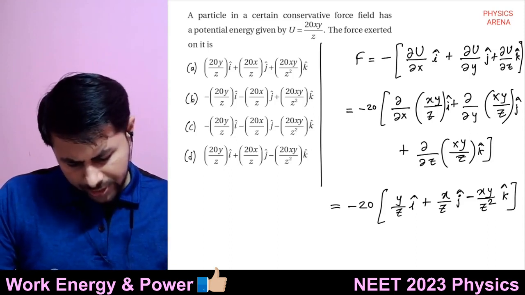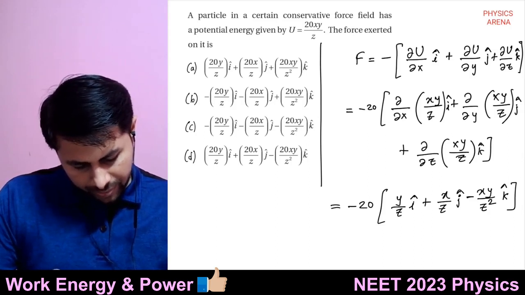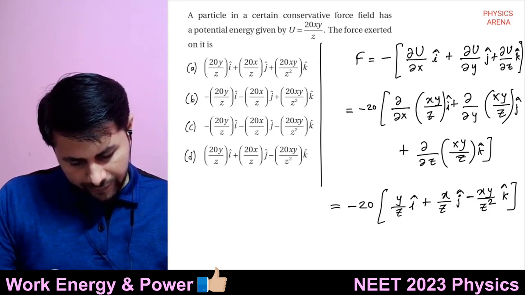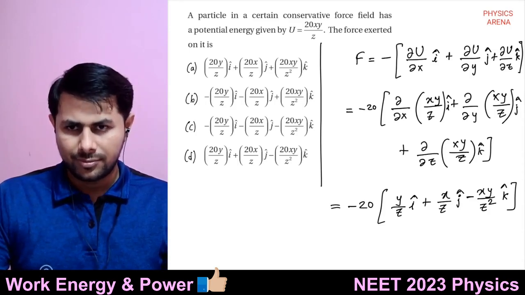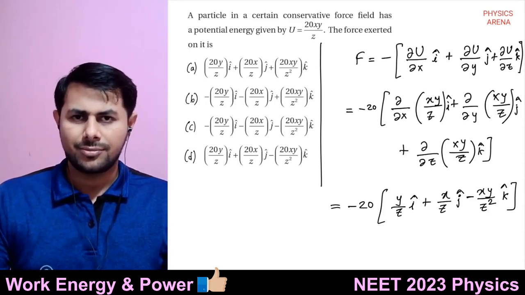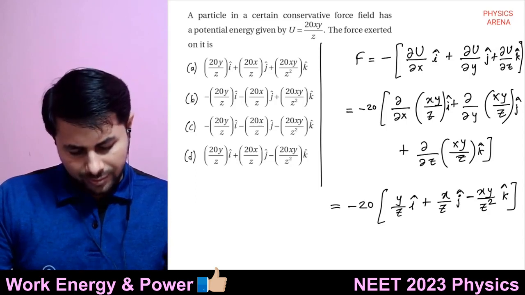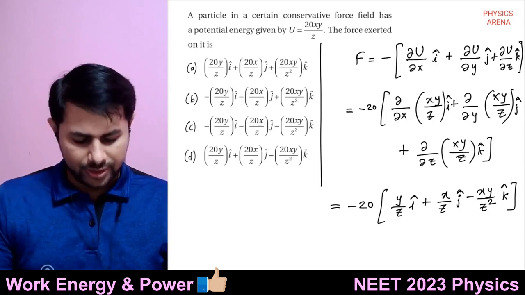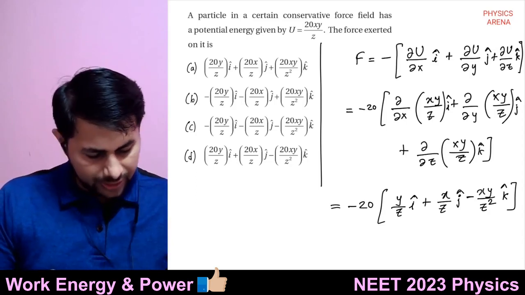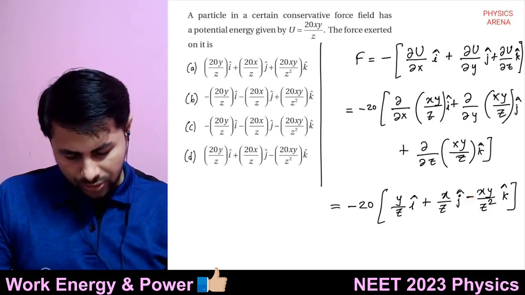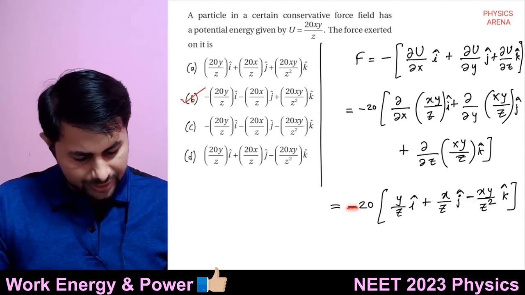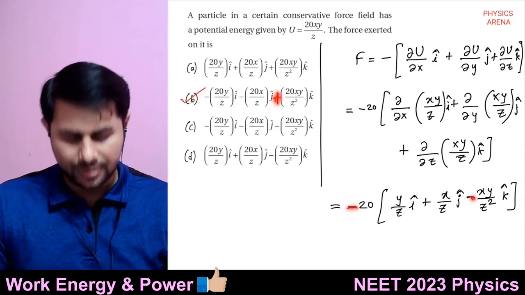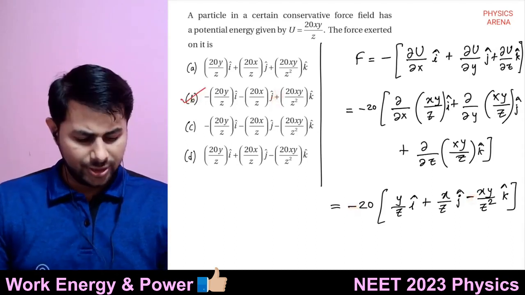So which option did you say, Sanjay? Option C, I say, but option B is correct. Yes, it is option B, because we have this extra negative sign, no? Because this minus and minus will become plus. So this is the answer, option B.